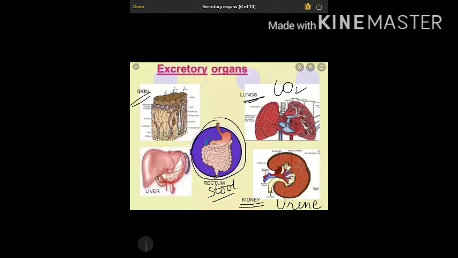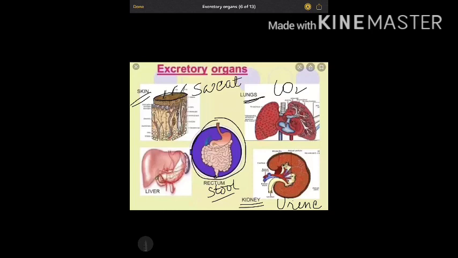Okay, so this is the detailed structure of the skin which you learn in the higher classes. You just remember, this is the upper layer of the skin where you have hair on your skin. This is the upper part. Through this, what is excreted out? Sweat is excreted out of the body.